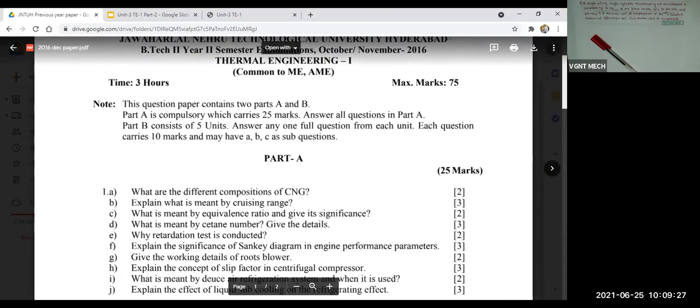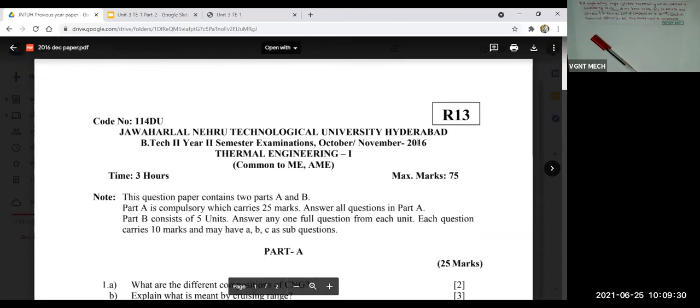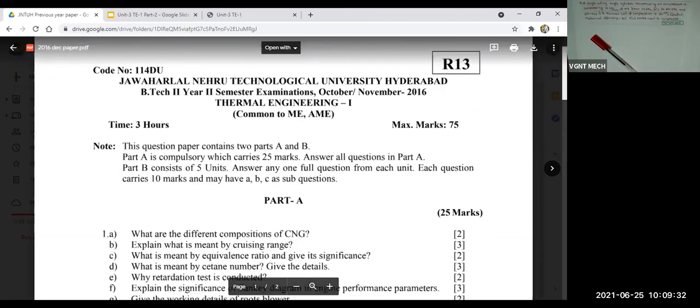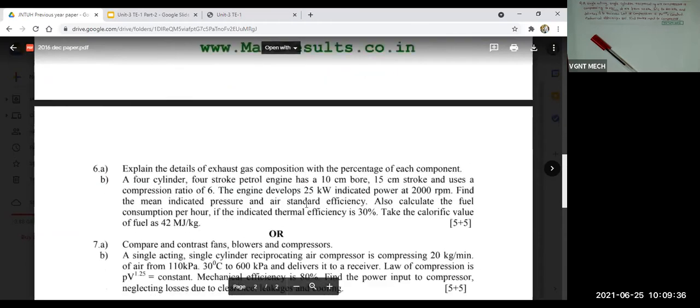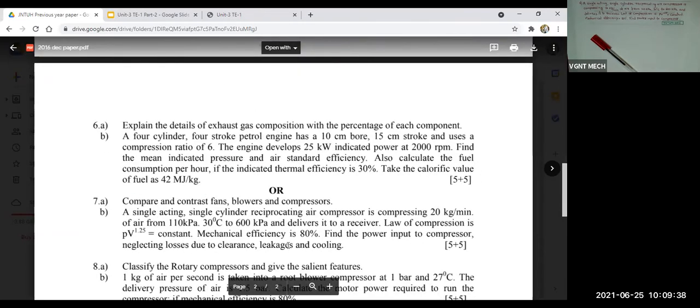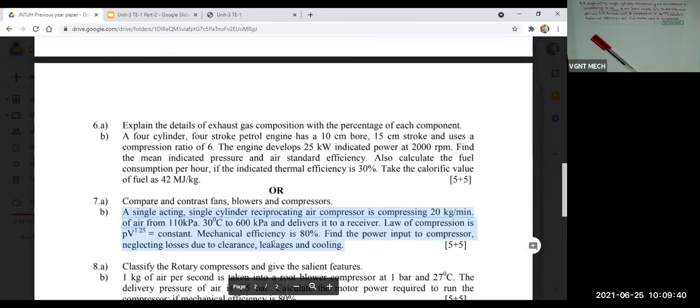Okay, so in 2016, we are going to solve one problem related to this air compressor today. That is question number 7B. Okay, so this is a 5 marks question. This question we are going to solve today.